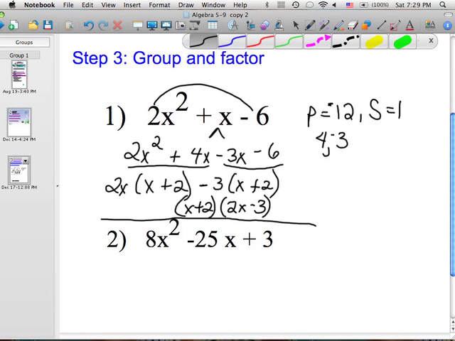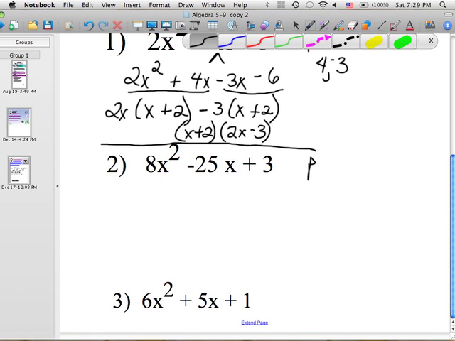The second example, the product is 8 times 3, which is 24, and the sum is negative 25. So we want two numbers that add up to negative 25, and when we multiply them together we get 24. Well, 1 and 24 will not work as positives. They're both negative. They'll add up to negative 25. So negative 1 plus negative 24 makes negative 25.